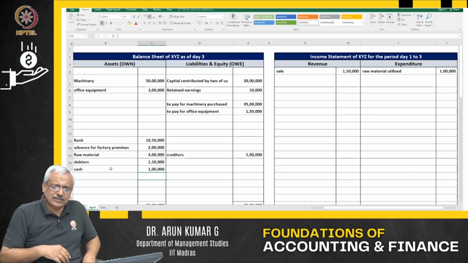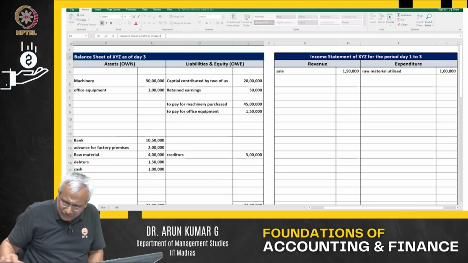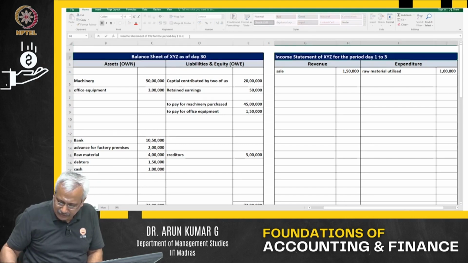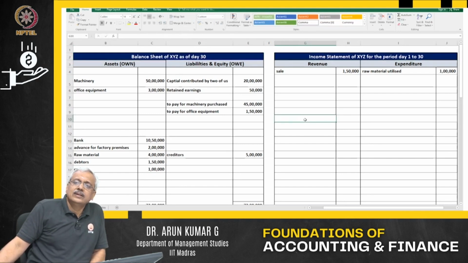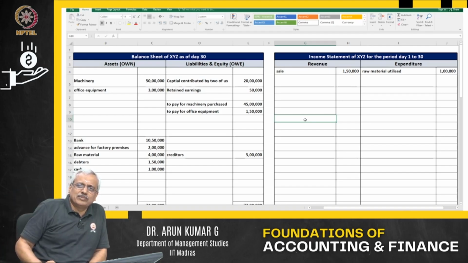I am going to take more transactions. Let us move to day 30. Now day 1 to day 30, let me make it day 30, end of the month. I have not had any other business for the next 28 days. I am just still consolidating the whole thing.